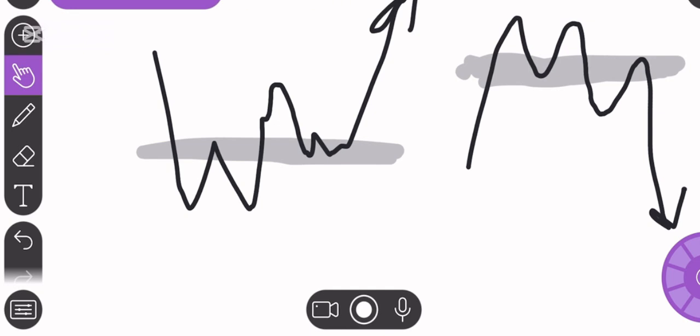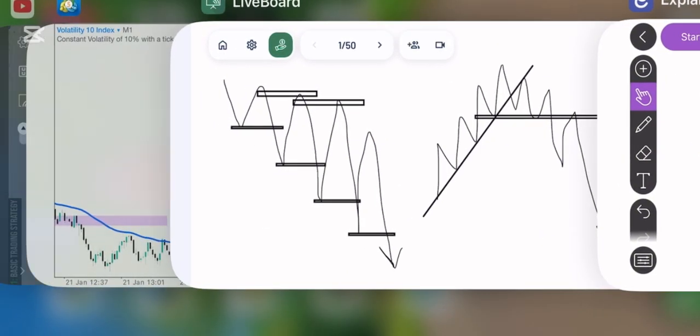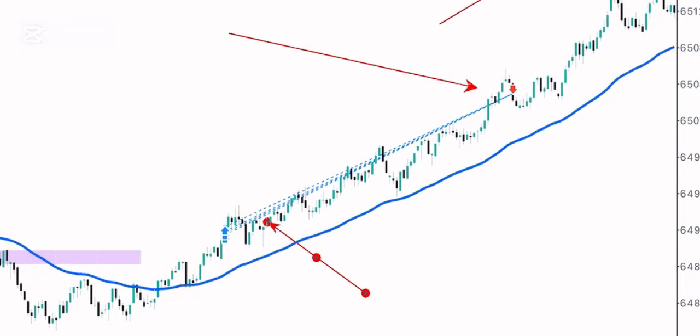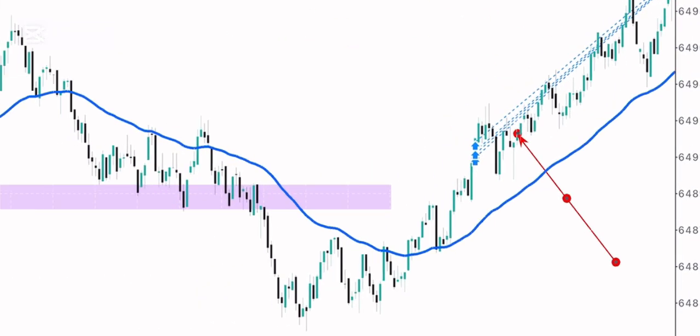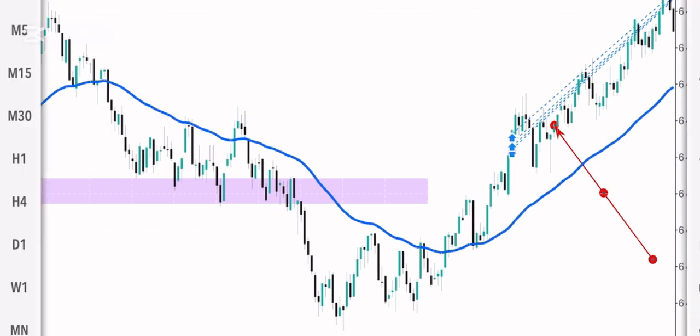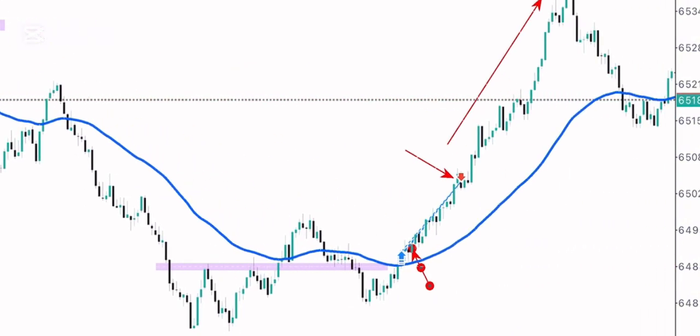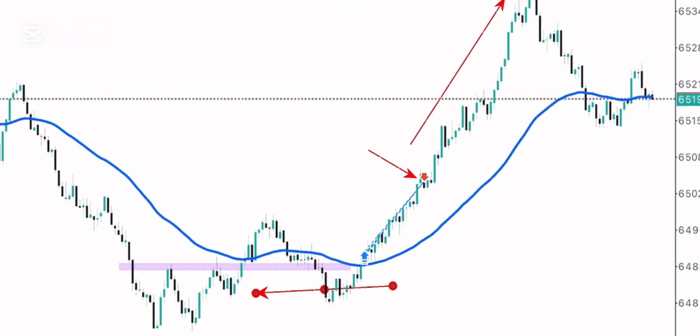Now let's go to the chart. Let me explain these things. I used two of the setups, two of the strategies, to take trades today, and I also shared the trades in our free Telegram group. That is why you must join the Telegram group.